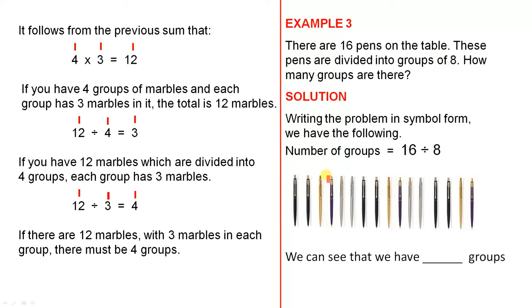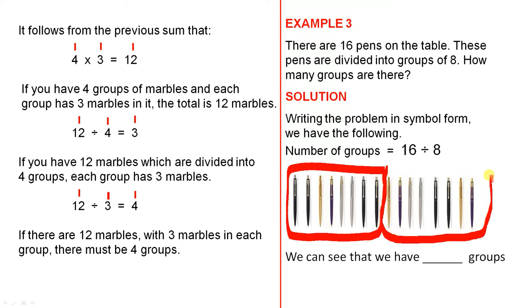1, 2, 3, 4, 5, 6, 7, 8. So there's one group of 8. Let's see if we can make up another group. 1, 2, 3, 4, 5, 6, 7, 8. We can. So here is the next group. We can see that we have two groups.